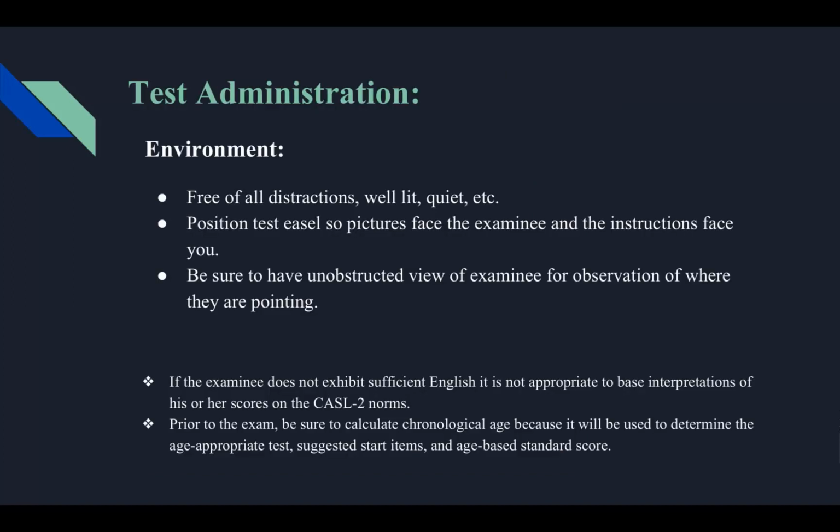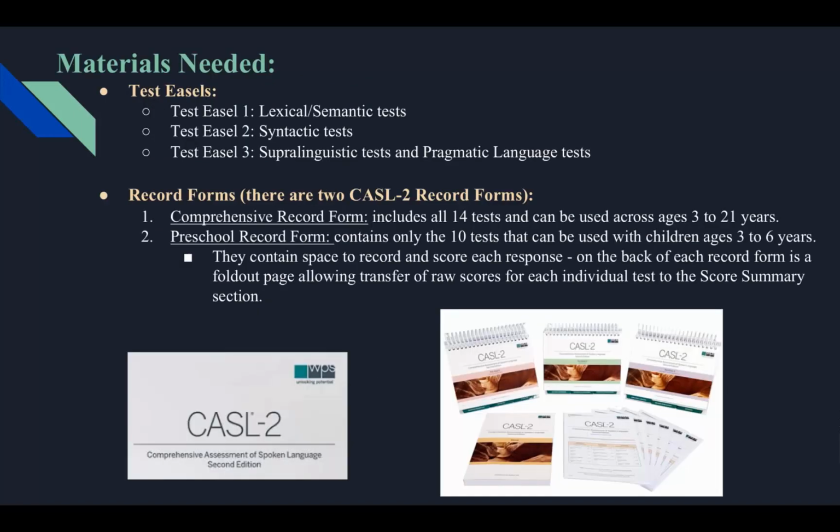The CASL-2 should be administered in a quiet, well-lit environment that is free of distractions. Be sure to have an unobstructed view of where the examinee is pointing. Prior to administration, calculate chronological age to determine the age-appropriate test. During administration of the CASL, you will need the 3 test easels and one of 2 record forms. One record form is a comprehensive record form, which includes all 14 tests across ages 3 to 21. The second record form is a preschool record form for only 10 tests used with children ages 3 to 6.